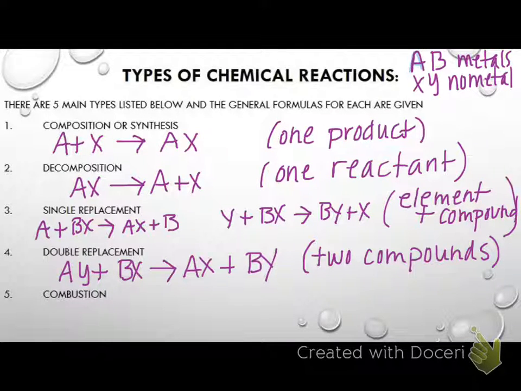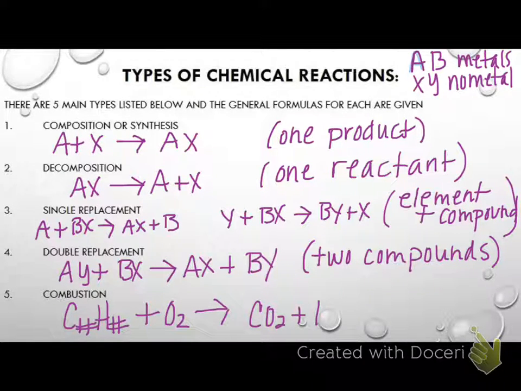The last one is a combustion, which means I'm burning something, and it's going to involve a hydrocarbon, so I'm going to write this CH with numbers because those can vary. Anytime I burn something, I have to have oxygen, and the nice thing about those is they always make CO2 and water. And the way you'll recognize those is it'll have a hydrocarbon, which is hydrogen and carbon together, and that is something we usually will go ahead and give you the formula for. Okay, so let's go on to talk about composition reactions first.